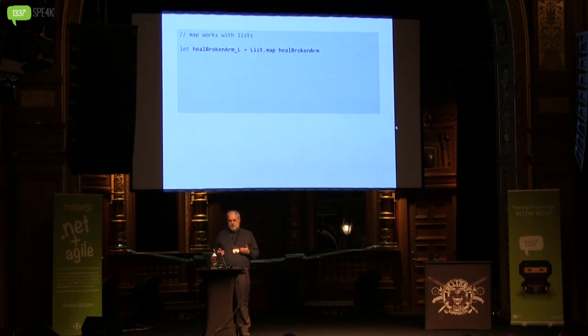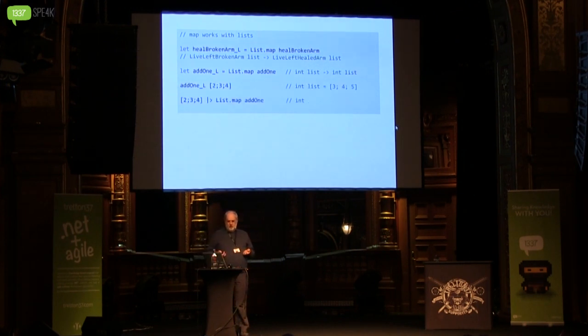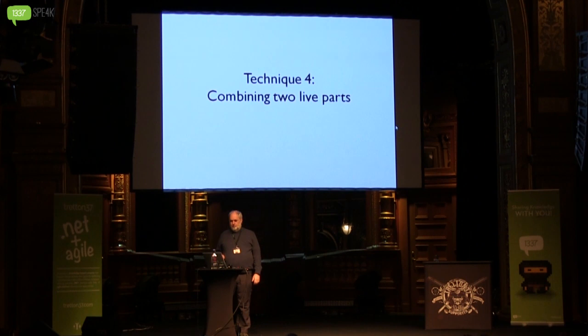So here's list map, and if I apply it to the heal broken arm, now I have something that takes a list of broken arms and turns it into a list of healed arms. Right, so that's what list map does there. And again, if I use it on the add 1 function, if I pass in a list of things, it adds 1 to everything in the list. So that's map. All right, so that's quite a lot of talking about map.